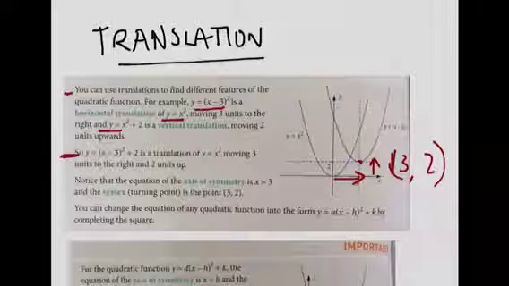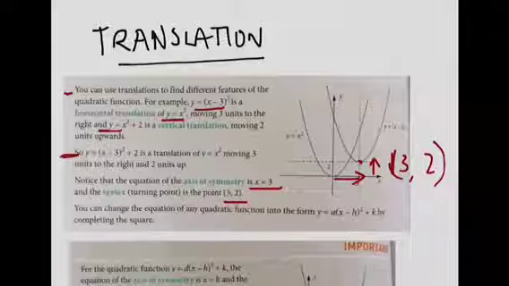So y equals (x minus 3) all squared plus 2 is a translation of y equals x squared, moving 3 units to the right and 2 units upwards. Notice that the equation of the axis of symmetry is x equals 3, and the vertex or turning point is the point (3, 2). You can change the equation of any quadratic function into the form y equals a times (x minus h) all squared plus k by completing the square. And we'll look at that later. But now we're just going to quickly look at how the translation works and how you know what moves what where.